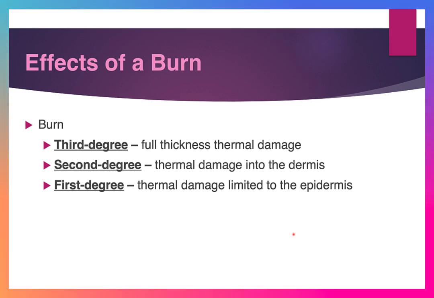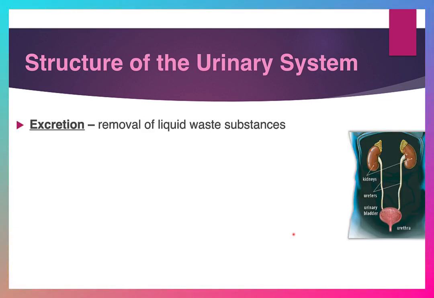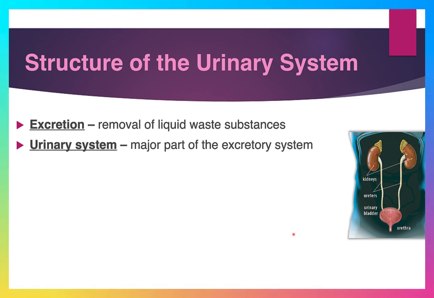Now we're going to shift and begin talking about the urinary tract system. The urinary tract system is responsible for excretion, and excretion is the removal of liquid waste substances. The urinary system is shown primarily here, and it's the major part of the excretory system. And urine is a liquid waste form that is formed by the kidneys and expelled through the urinary tract system.